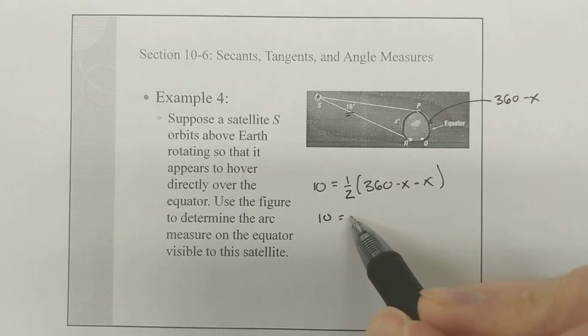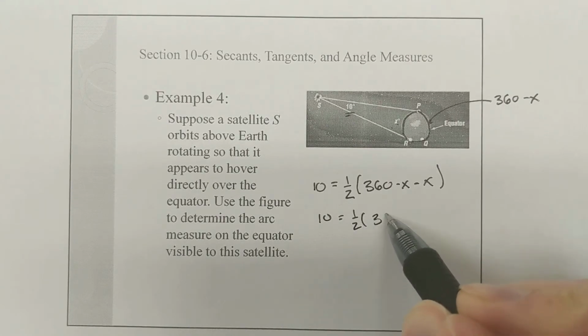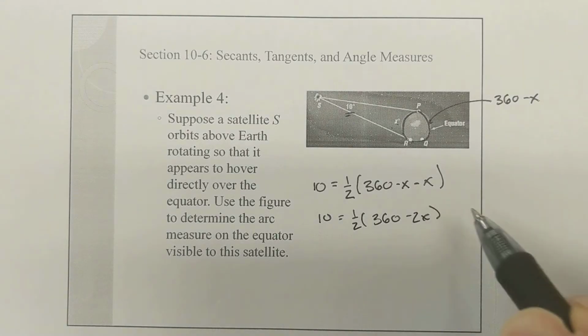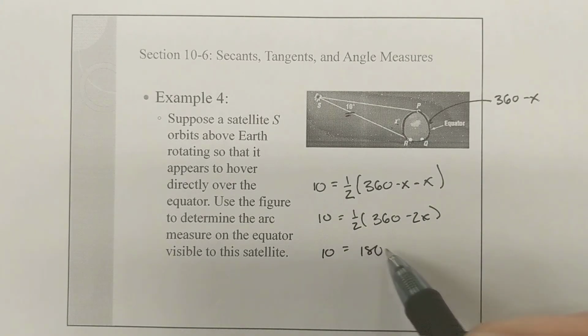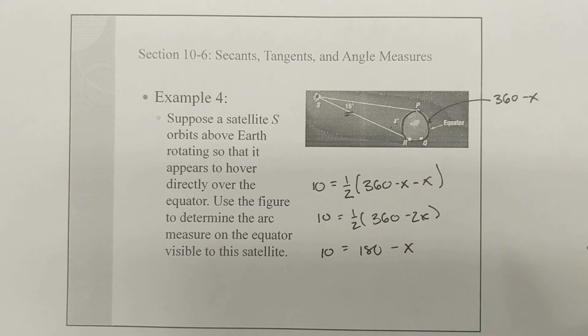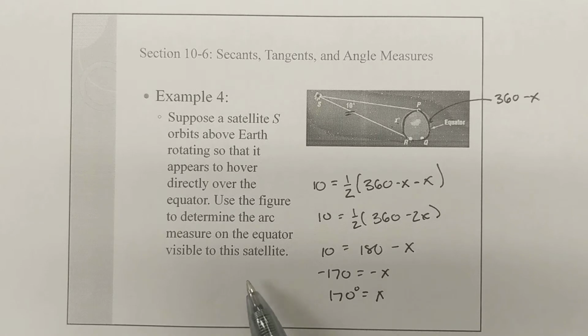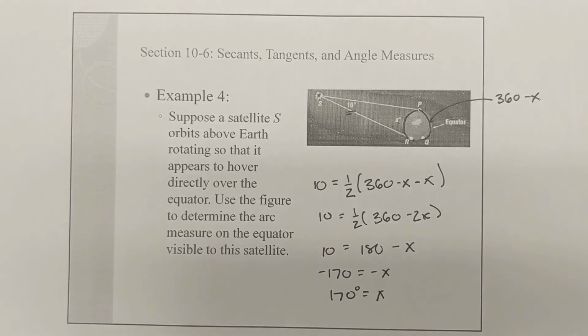So 1/2, that's going to be 360 minus 2x. I'm going to distribute the 1/2. 10 is equal to 180 minus x. Bring the 180 over. Negative 170 equals negative x. And then divide by negative 1. So x is 170 degrees. So the satellite can see 170 degrees, almost half the planet.